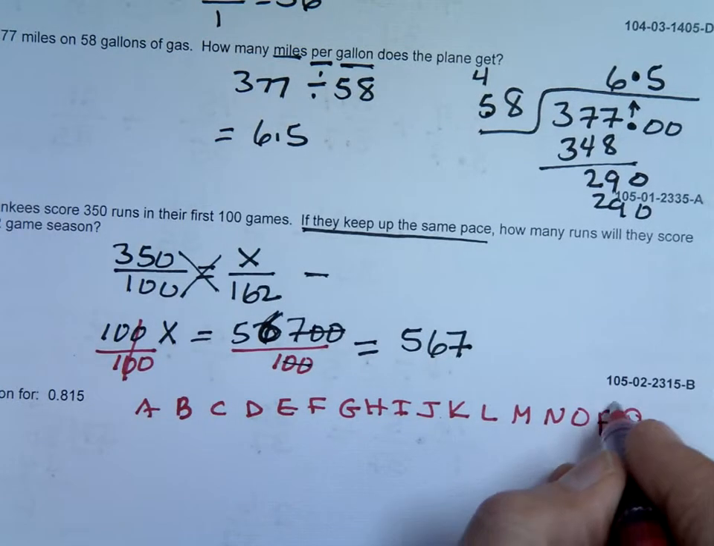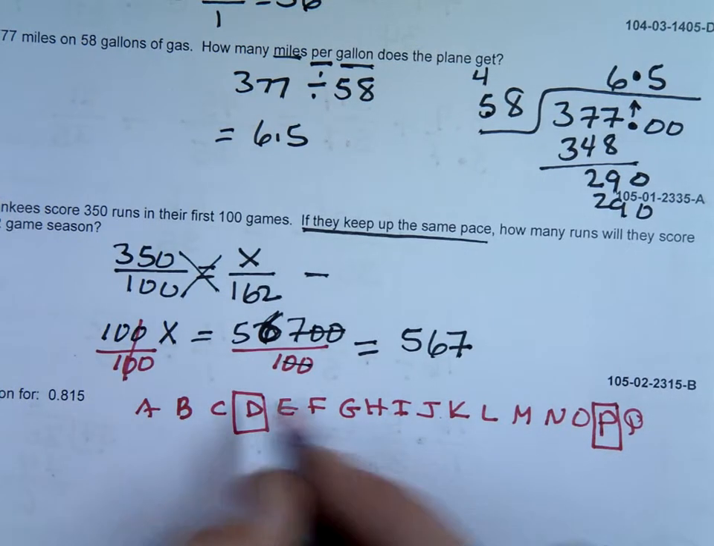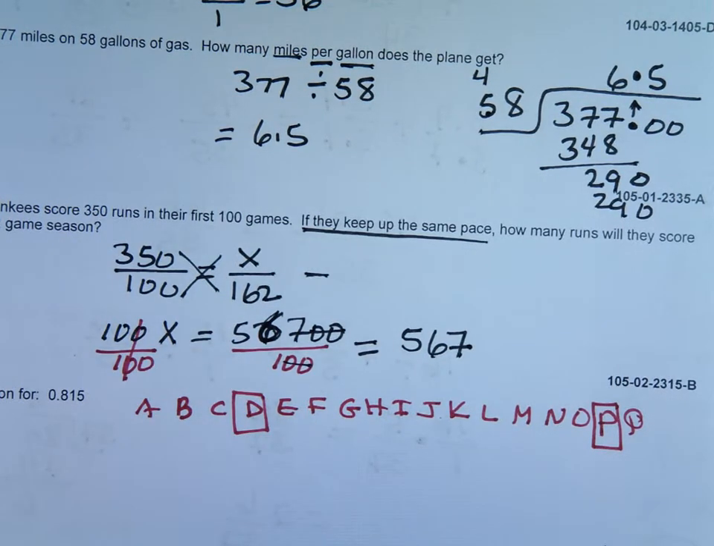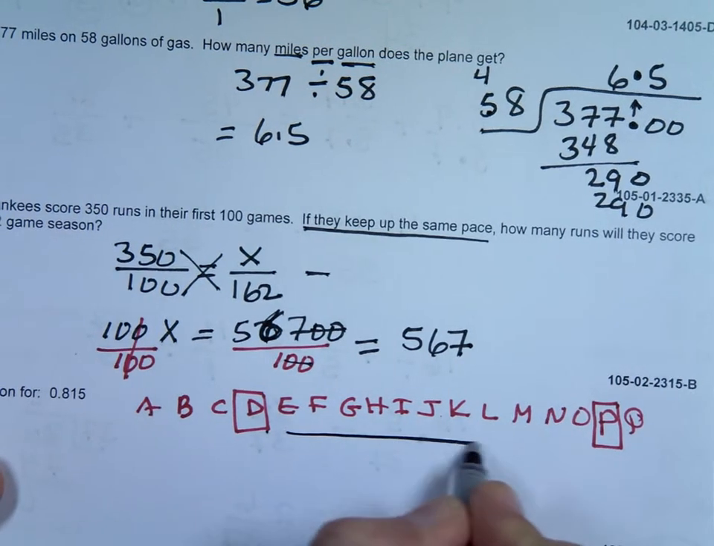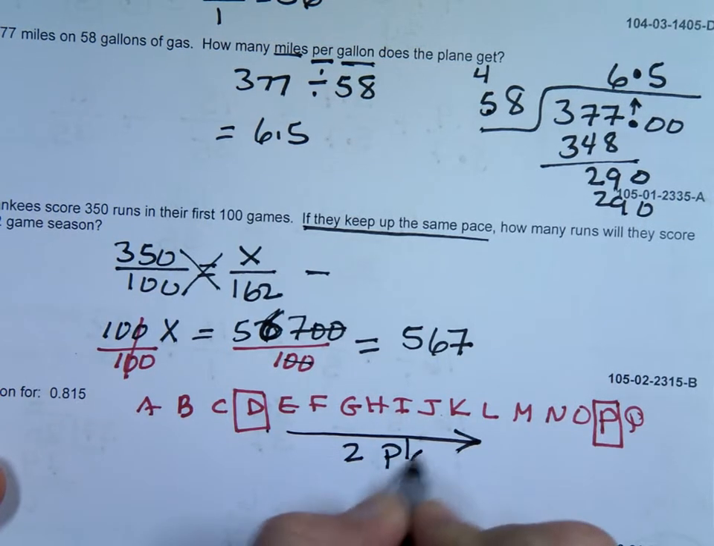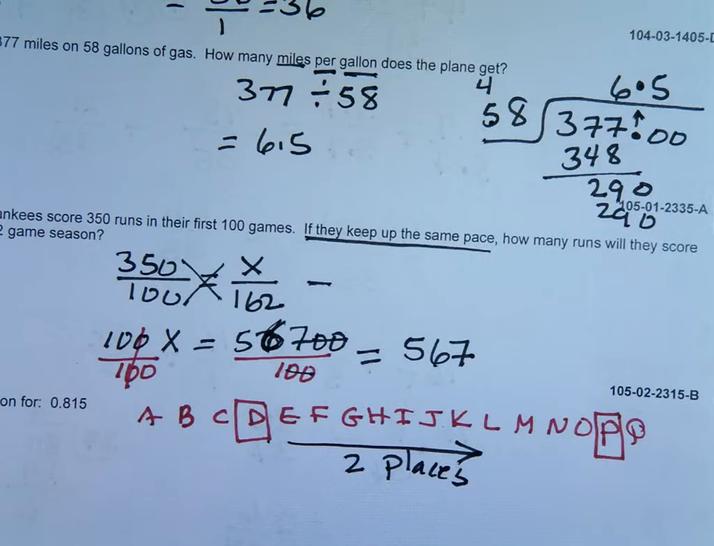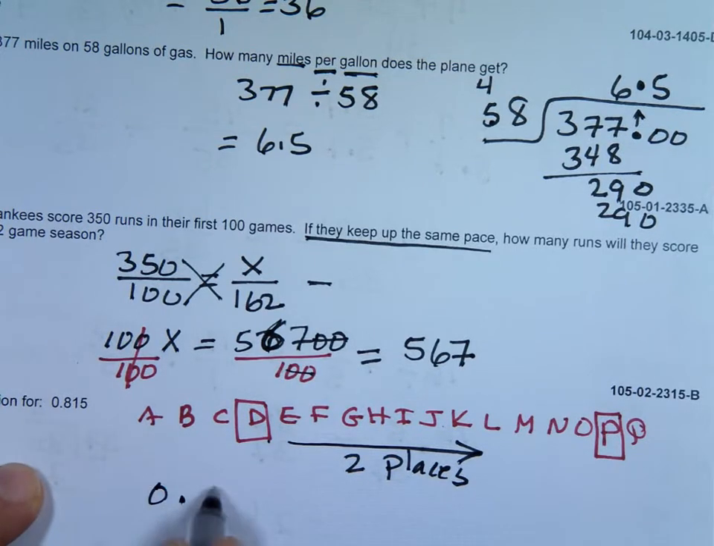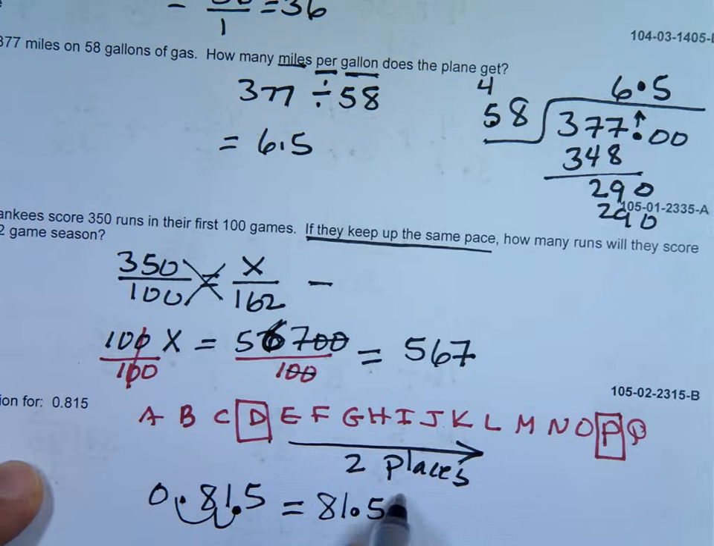Percent is right here, and decimal is right here. Your number is decimal, which is right here, and you want to change it to a percent. You got to move the decimal point to the right. It's always two places. So if I take my decimal point, 0.815, and move it two places to the right, that'll give me 81.5%.